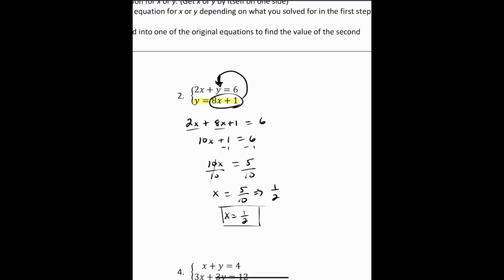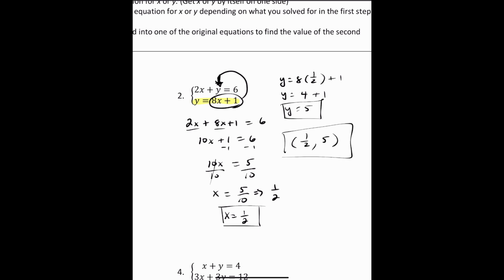What we need to do is find the y value. What I'm going to do is take this x that we found and plug it into this equation here to find y. So y is equal to 8. Let's replace this x with 1/2. So it's 8 times 1/2 plus 1. So 8 times 1/2, or 1/2 of 8, is 4, plus 1, so you get 5. So, as an ordered pair, we have (1/2, 5).